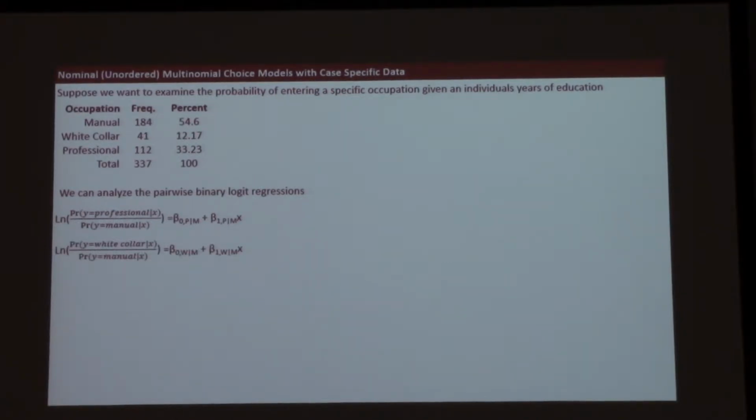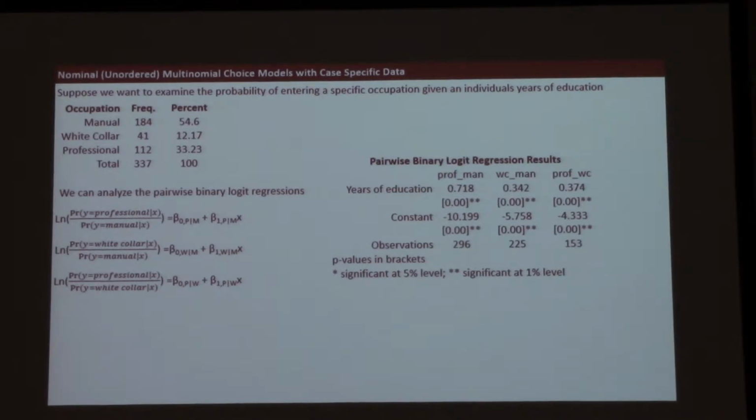Occupations: manual, white collar, professional. So the probability of being in one of these occupations, we can analyze them in these series of binary logits. Let's see, here's our output.